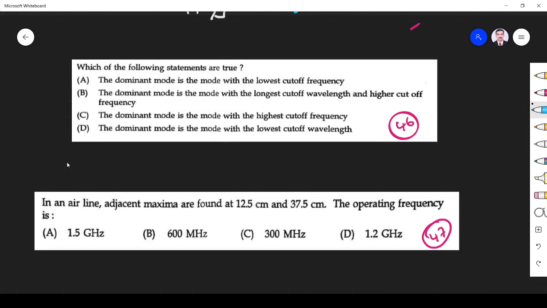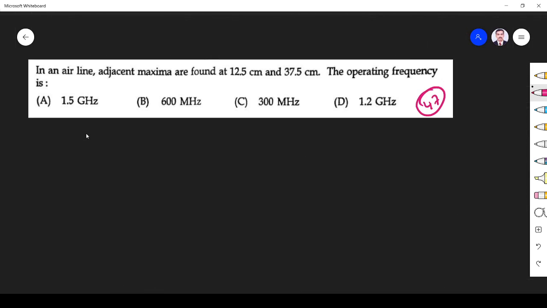Then the next question is, which of the following statements are true? What is the correct answer? The dominant mode is the mode with the lowest cutoff frequency. That itself is a correct answer. No need to worry about other options. In an airline, adjacent maxima are found at 12.5 and 37.5 centimeter. What is the operating frequency?